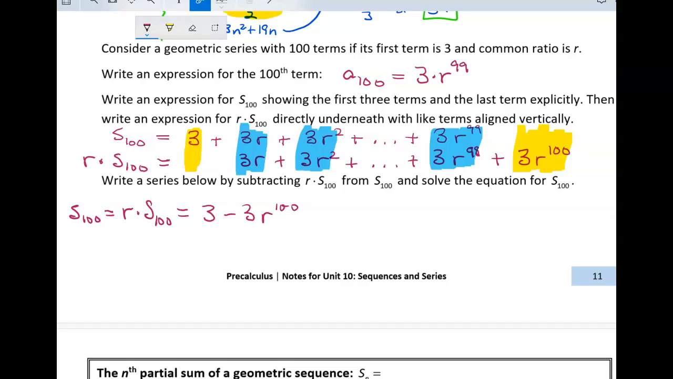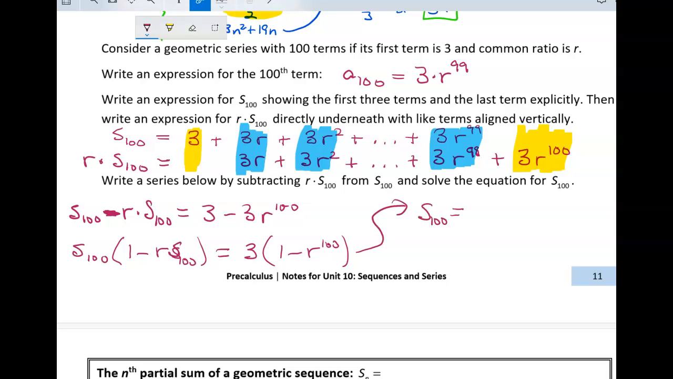Now let's factor the left side into s sub 100 times 1 minus r times s sub 100. Just realized that there was an equal sign above there, should have been a subtraction. All right, and then we can factor the right as well. 3 factors out, and that leaves us with 1 minus r to the 100th power. So solving for s sub 100, we can divide. That gives us 3 times 1 minus r to the 100th power over 1 minus r.